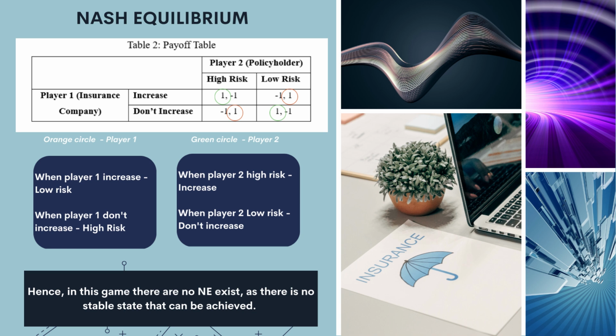When player two is high risk, the best that player one can do is to increase the premium. But when player two is low risk, the best is to decrease the premium. So because there is no stable state or pure solution for this, in this game no NE exists, since there is no stable state that can be achieved.